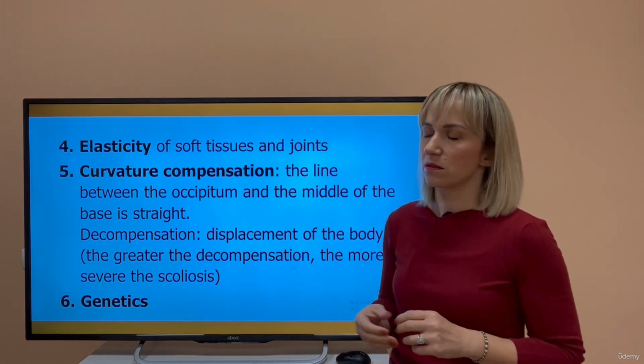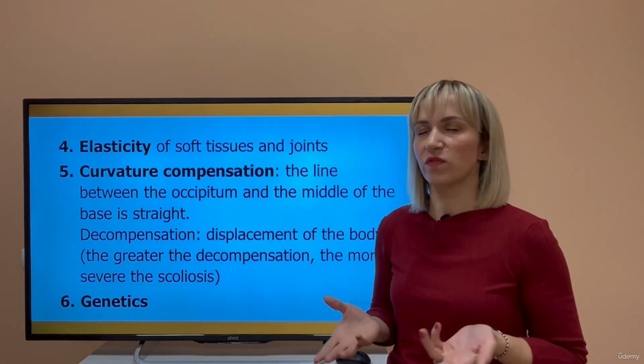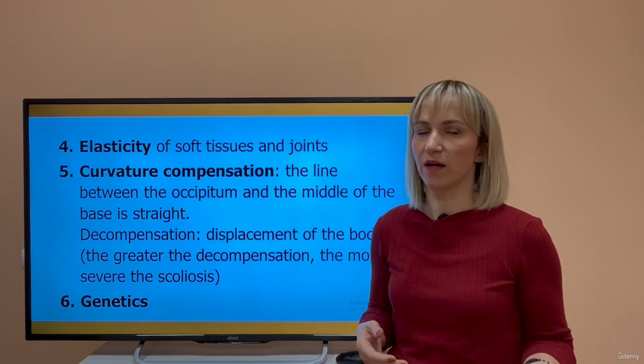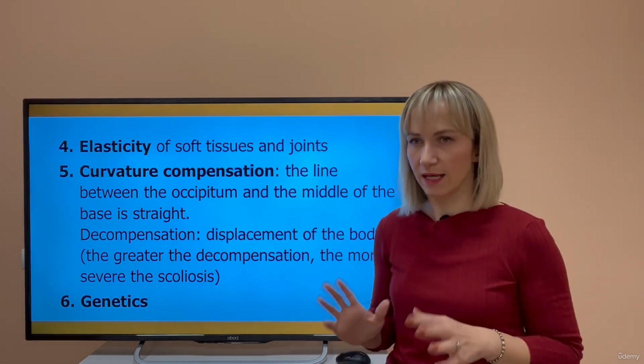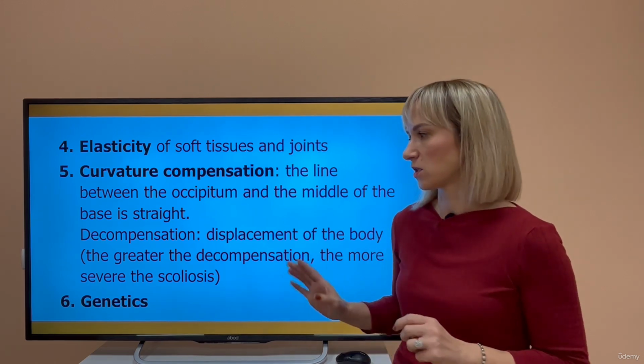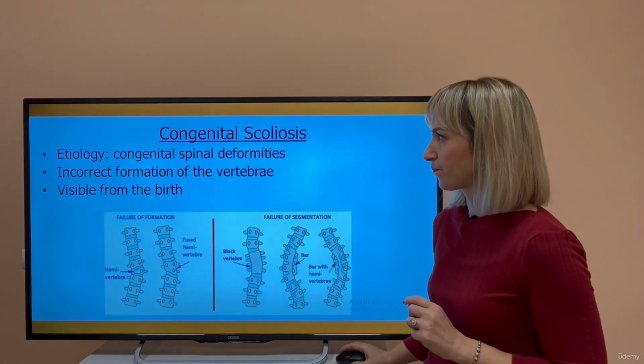Also genetics: most of the time you can see that if a parent has scoliosis, maybe their child will also have scoliosis, so sometimes it's also genetic, but it's not really proven.